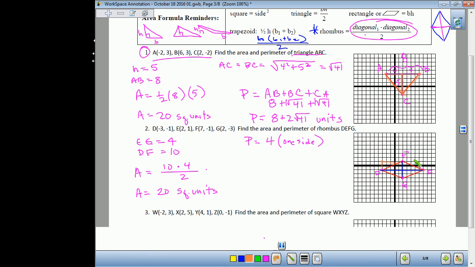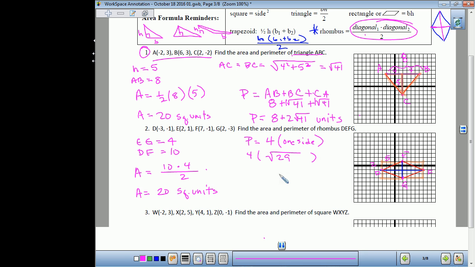Up 2, over 5. Over 5, down 2. Down 2, over 5. Over 5, up 2. Weren't all those distances the same? Yeah. So, I need 4 of these. So if this is 2 and this is 5, what is DE? Square root 29. We have a winner.